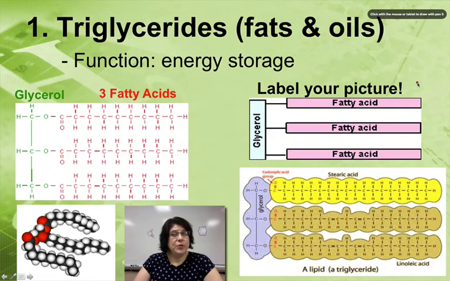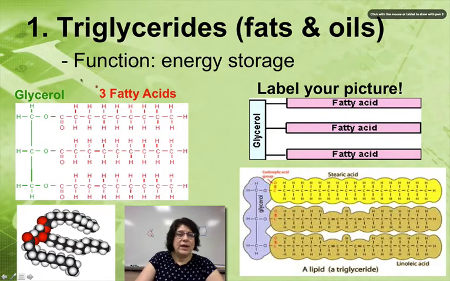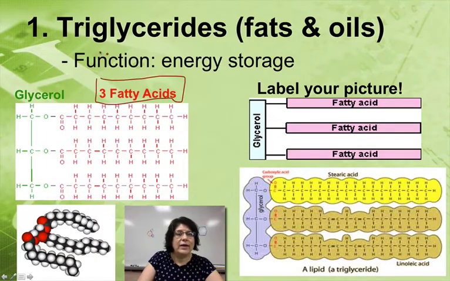All right, so there are three groups of lipids that we're going to talk about. The first one are called triglycerides, and we categorize them as fats or oils, and they function in energy storage in the body. They're called triglycerides because they're made of three fatty acids. You can see three fatty acids right here. This is the three fatty acid part. That's the tri of triglyceride.